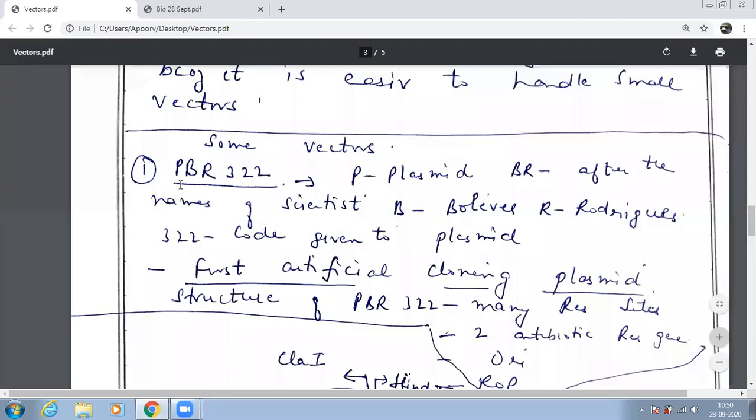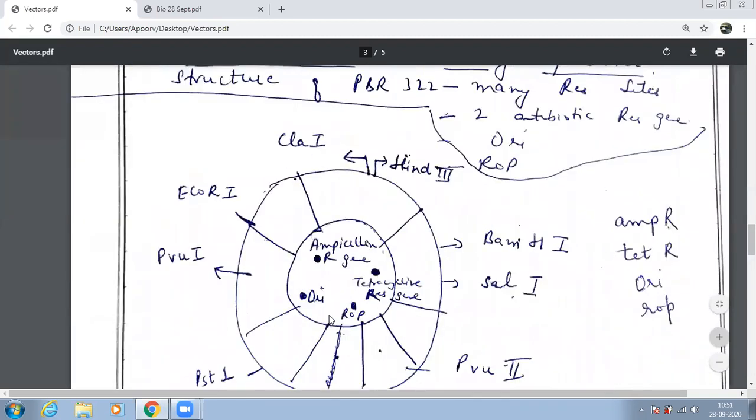What is special about pBR322? It is the first artificial cloning vector, the first artificial cloning plasmid. Excellent. It is the first artificial cloning plasmid.